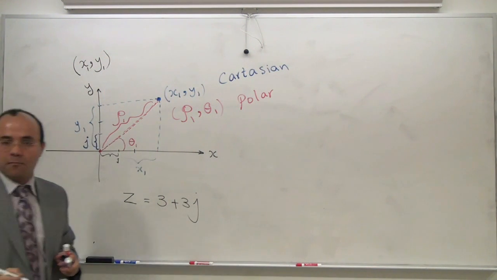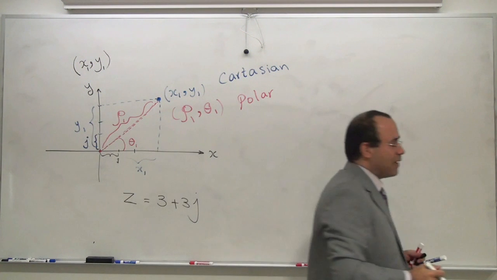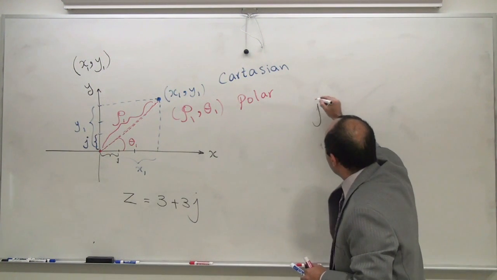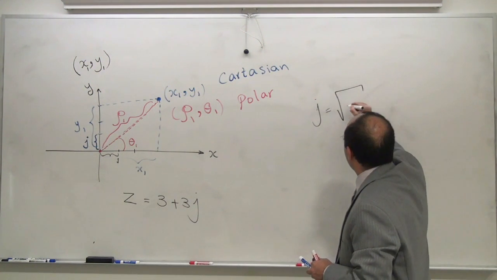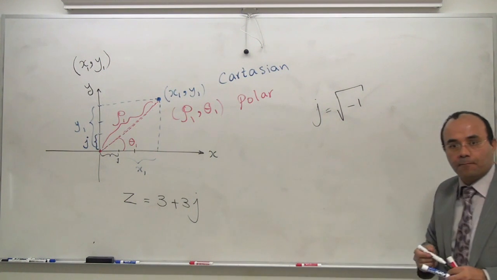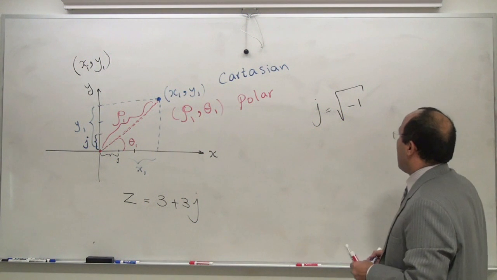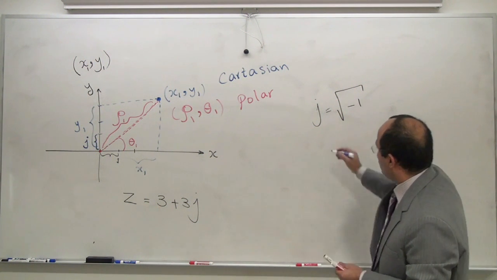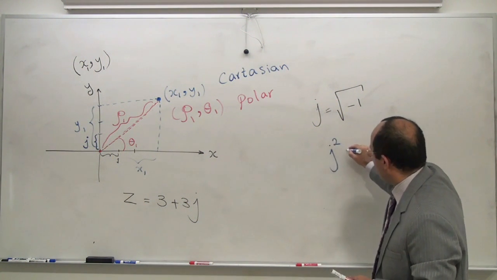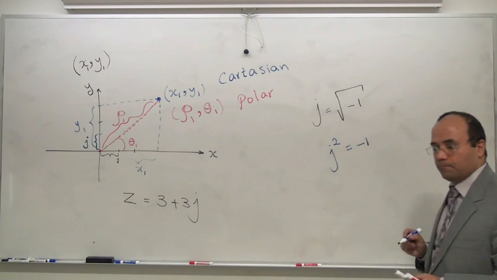This is a complex number. j has a definition. j is equal to the square root of -1. I hope everyone remembers that. Now, let's take this to the power of 2. What do we get? j to the power of 2 is going to be -1.